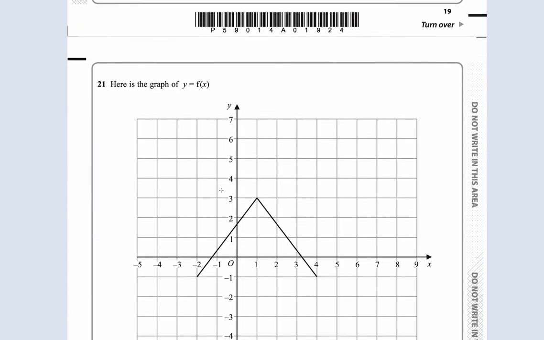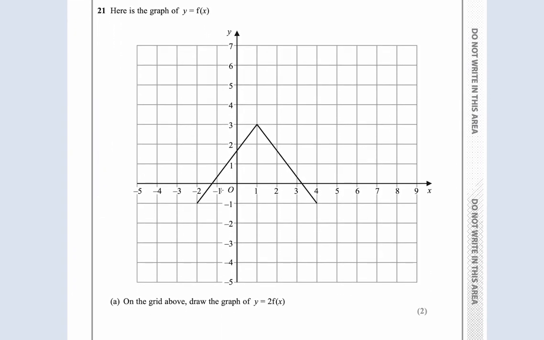Okay, question 21. Here's the graph of y equals f of x. On the grid above, draw the graph of y equals 2f of x, right? On this grid, I like these questions, guys, because if you know your transformations, you know that if you put a 2 in front of the f of x, you multiply the y coordinates by 2. Because this is going to stretch the graph.